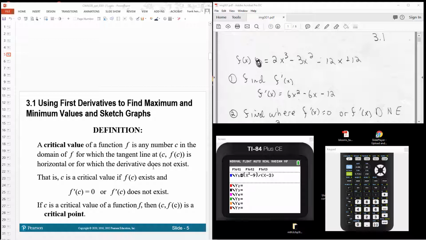A critical value is simply a place in the function, if it exists, where the slope is equal to 0. Or it could also be a particular point where the derivative does not exist.